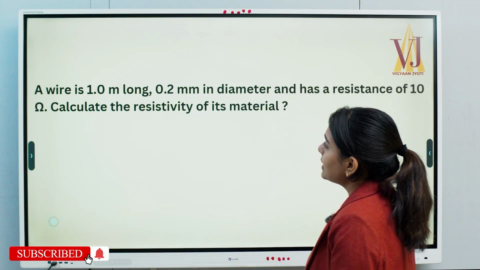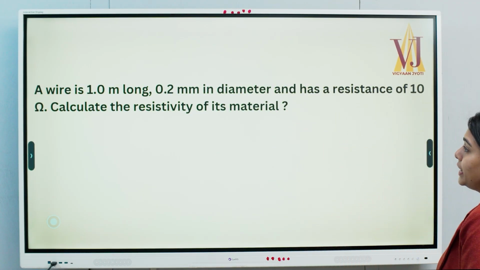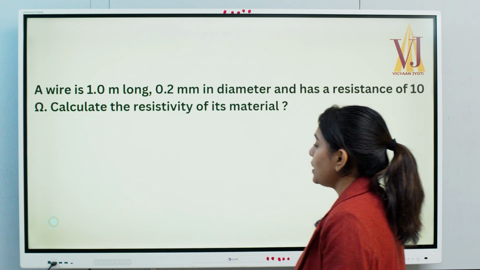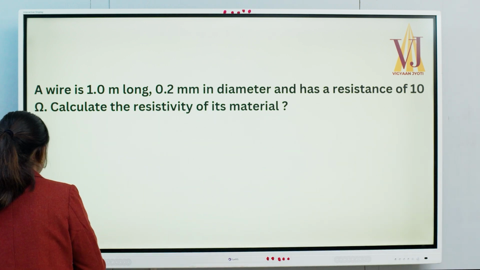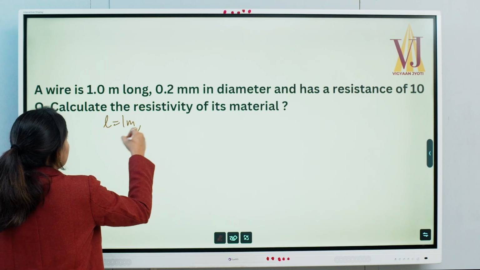A wire is 1 meter long, 0.2 millimeter in diameter and has a resistance of 10 ohm. Calculate the resistivity of the material. Okay, let's see. That means L is 1 meter.